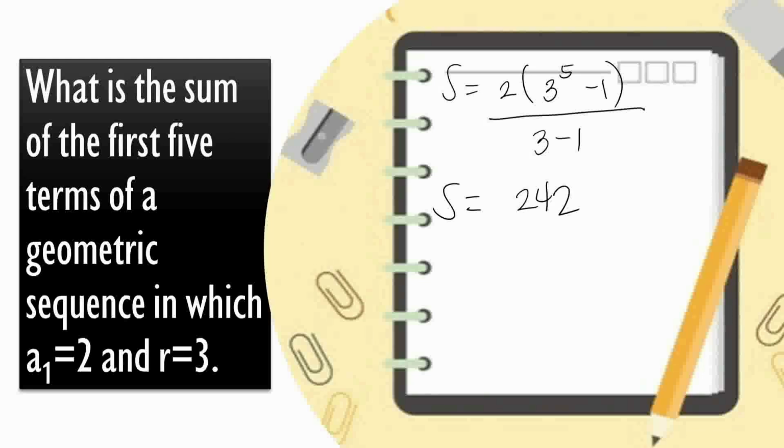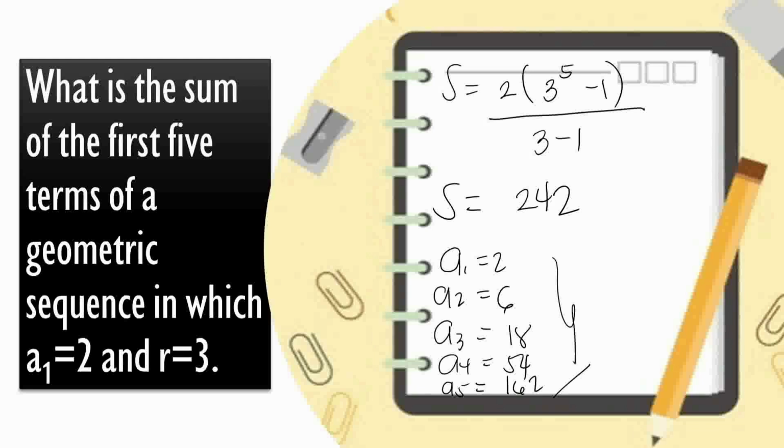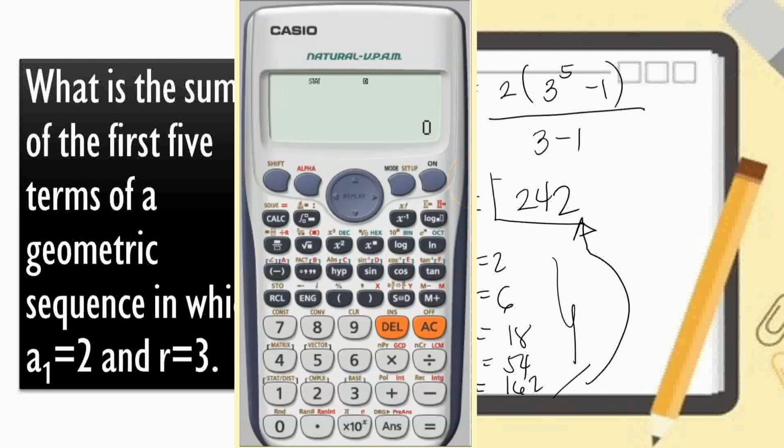Sa sum natin ay 242. Kung matatandaan nyo, yung a sub 1 natin is 2. A sub 2 is 2 times 3, 6. A sub 3, 18, a sub 4 is equal to 54. A sub 5 natin is 162. So, yung total niyan, pag pinag-add natin lahat yan sa calcu, equivalent lang din yan sa 242. Hahanapin natin dito yung first 5 terms.